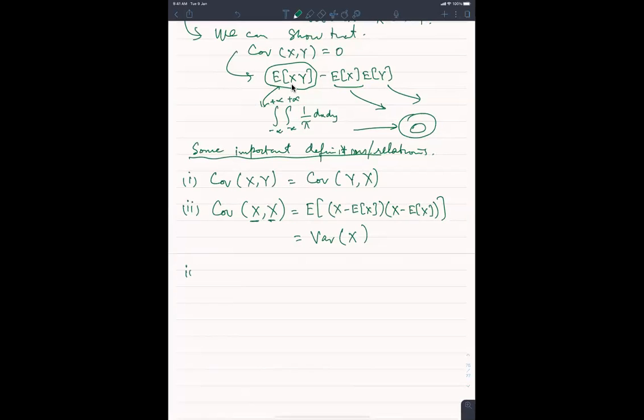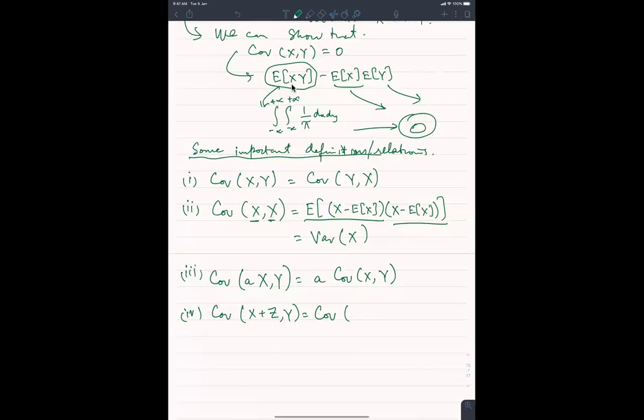Third, covariance of small a, which is a constant, times x and y is equal to a times covariance of x and y. कैसे? वो भी again definition के अंदर a डाल दें और वहां से आपके पास सीधा सीधा निकल आएगा. Covariance between x plus z and y is equal to, again, by putting the definitions, you can simply show that this is covariance of x and y plus covariance of z and y.